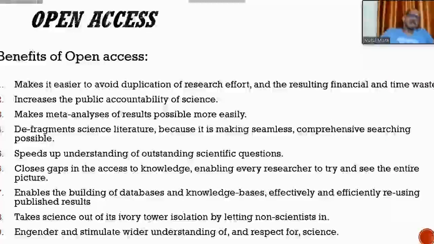So you can see, it makes meta-analysis of results possible more easily. It means if somebody has any doubt about your results, they can also simulate or replicate them. It defragments science literature, because it makes seamless, comprehensive searching possible, because everything is there. So if you are doing some interdisciplinary research, you can also find material very quickly.